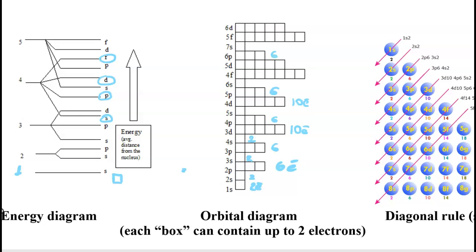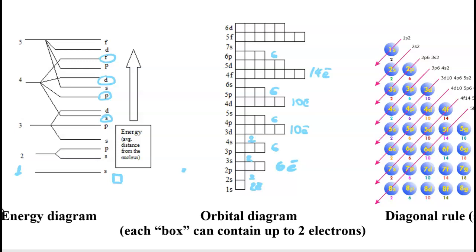And pay attention to f. The f subshell has 7 orbitals and 14 electrons can be located, the maximum amount.